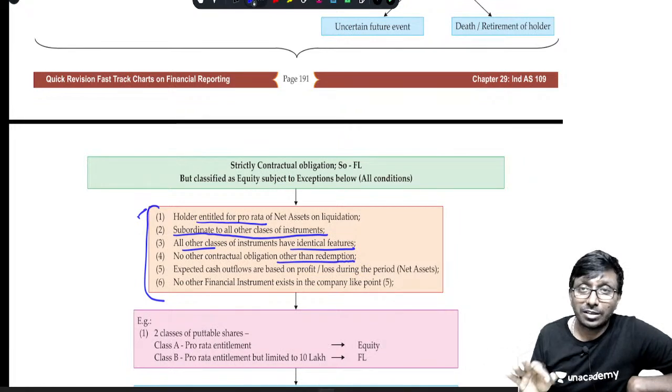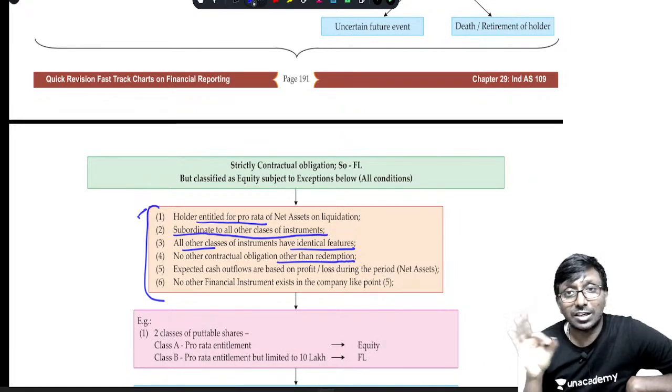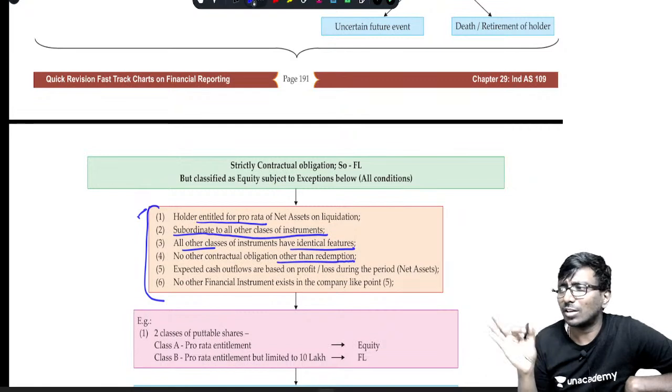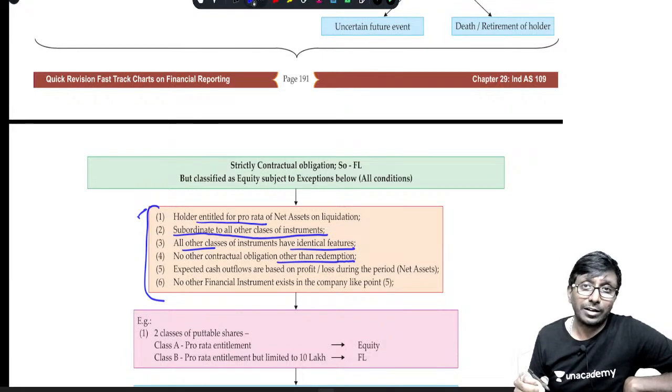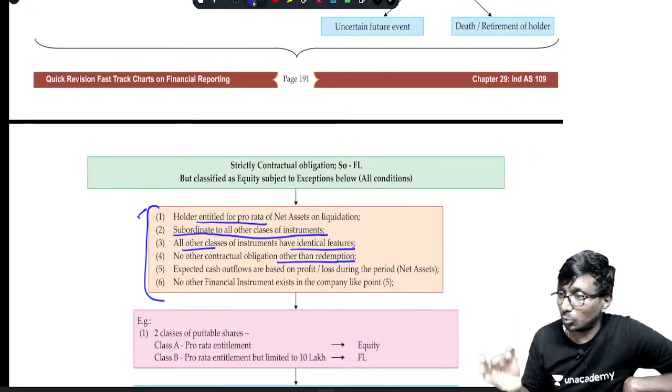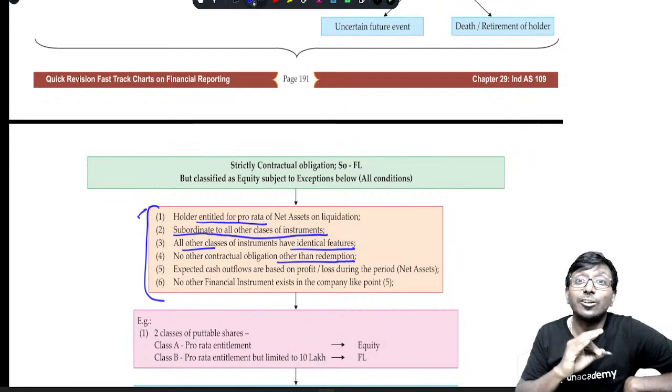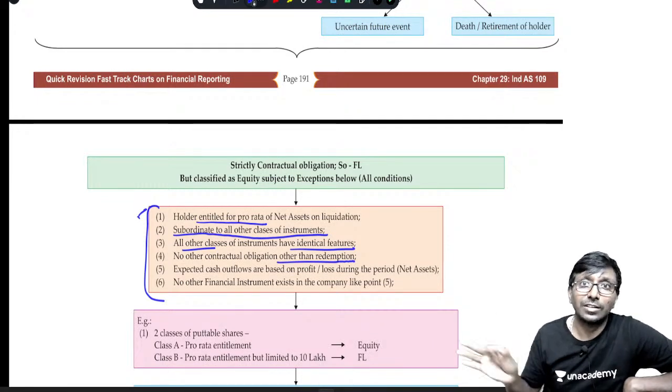No other contractual obligations other than redemption. Correct. I mean, the company does not have any other obligations other than to pay whenever you put. No other obligation, like a dividend you have to pay mandatorily every year, or interest you have to pay mandatorily every year. Such things are not there.